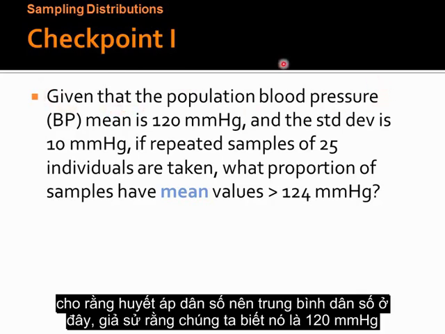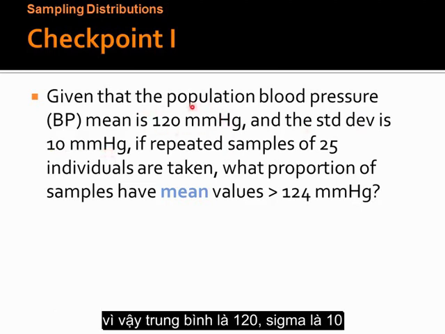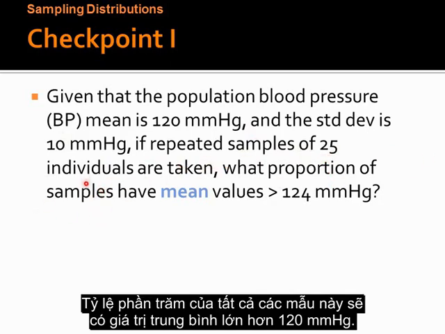Given that the population mean blood pressure, let's say we know it, is 120 millimeters of mercury, and the population standard deviation, or sigma, is 10 millimeters of mercury. So here, mu is 120, sigma is 10. Now if we take repeated samples of 25 individuals, where the sample size is 25, what proportion of all these samples will have mean values greater than 120 millimeters of mercury?